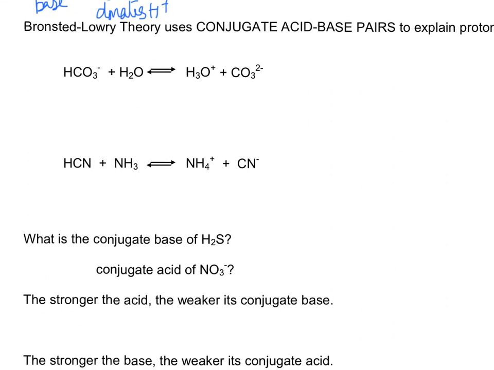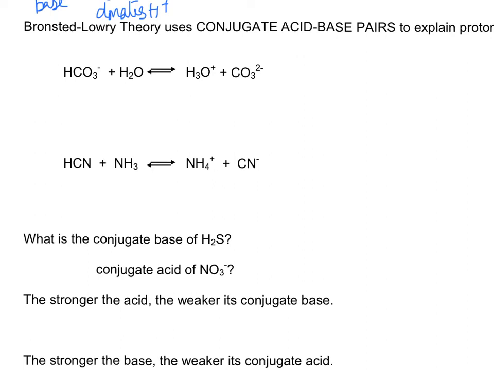Okay, now, according to the Bronsted-Lowry definition, we have acid-base pairs that have conjugates. So what that means is the acid has a conjugate base, the base has a conjugate acid. So let's look at this real quick. So we have HCO3 minus reacting with water to give off H3O plus and CO3 minus.